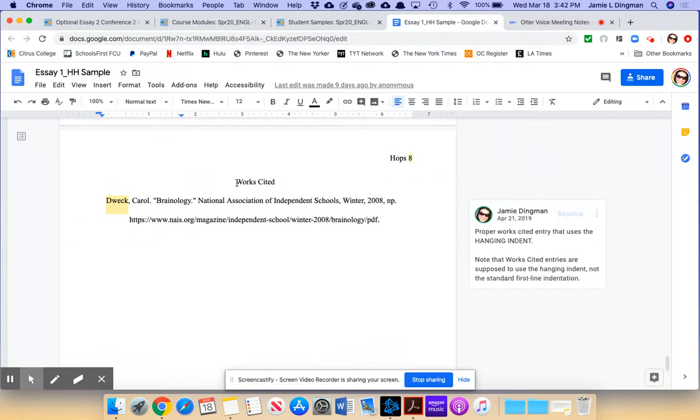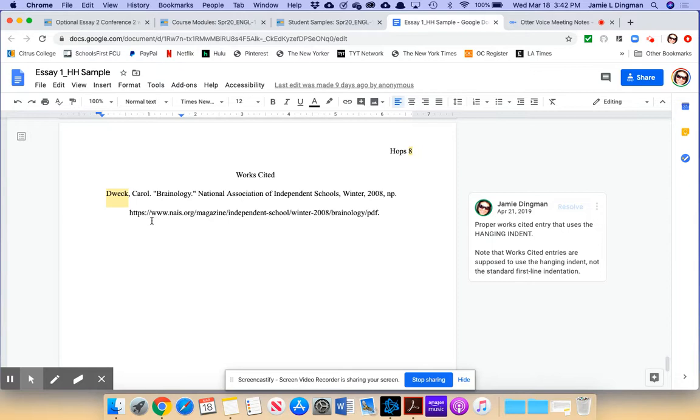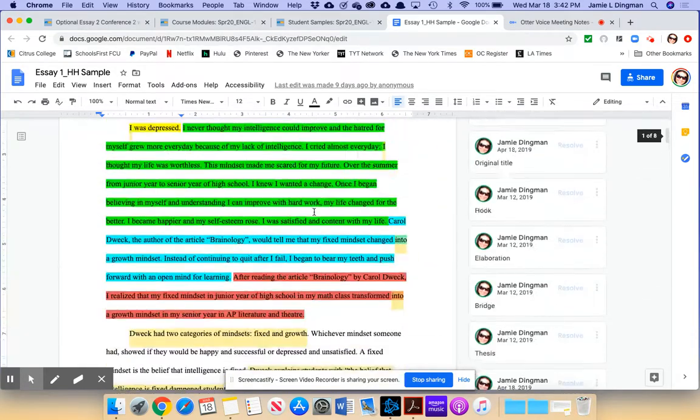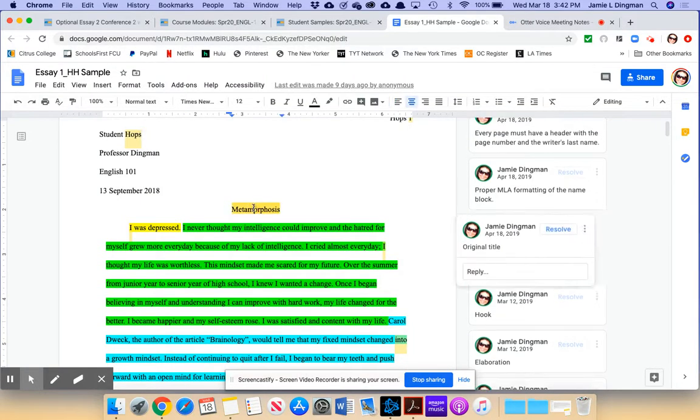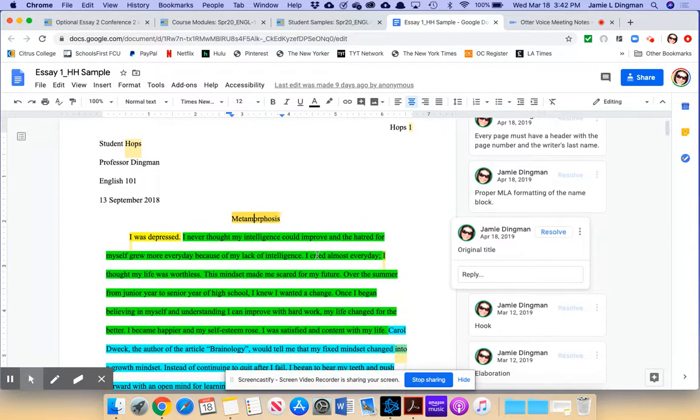And then she also has the works cited page properly formatted. Title is centered. She has the one entry for the one text that she's using. She has the proper information, and she's using what we call the hanging indent. Okay, so far, MLA looks really good. If we go back up here to the top, notice she has an original title. It's not just Essay 1. Please make sure you give your paper an original title. And then let's get into it.